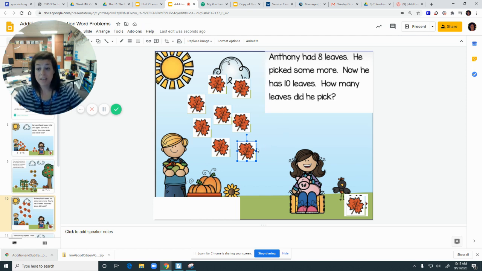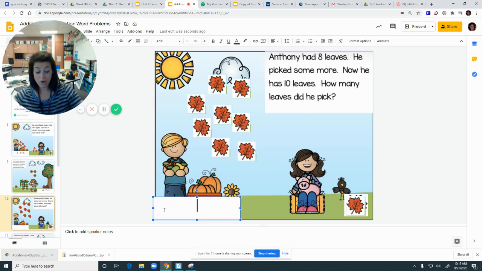So he then decided he was going to pick some more. He's like, all right, I'm going to go back out. Do I know how many more he picked? But I do know that it said he will now have 10. So when I look at that in the number sentence, I know that he had 8 leaves. He picked some more. Well, if he's picking more leaves, what's going to happen to my total? It's going to get bigger. And what do we do when things get bigger? We add. So we're going to add.